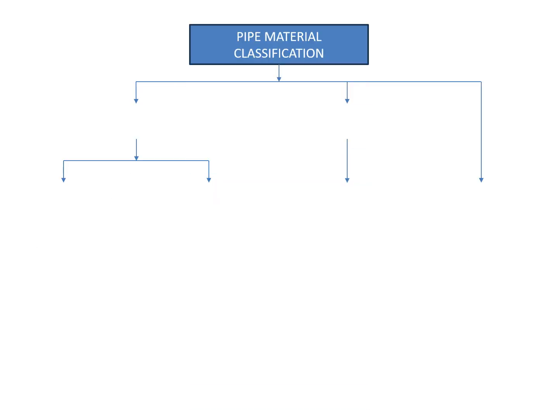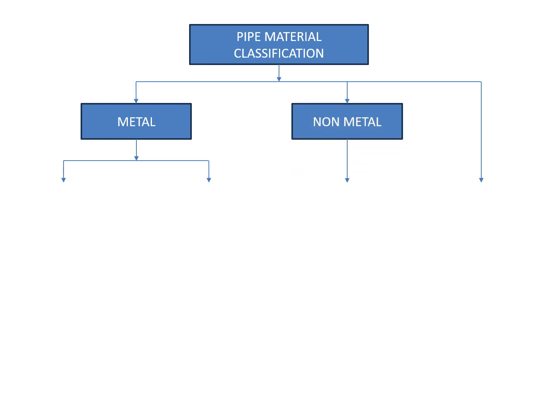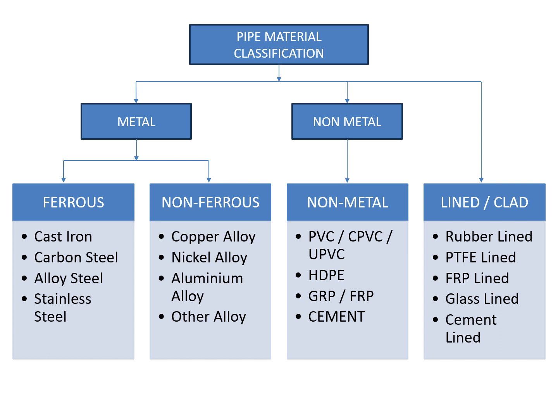Pipe material classification is mainly divided into three categories: metal, non-metal, and lined or clad. What is metal? It is a ferrous pipe or non-ferrous pipe. Ferrous means iron content. Depending upon the iron content, we divide metal pipe into ferrous pipe or non-ferrous pipe. Ferrous pipes are such as cast iron, carbon steel, alloy steel, stainless steel. Non-ferrous pipes are such as copper alloy, nickel alloy, aluminum alloy, or other kinds of alloy.